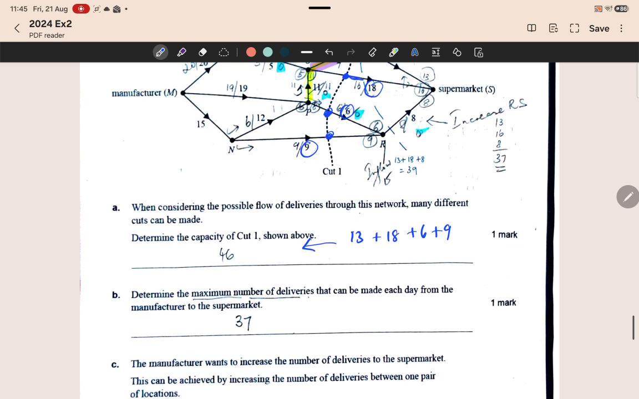Determine the maximum number of deliveries that can be made each day from the manufacturer to the supermarket.